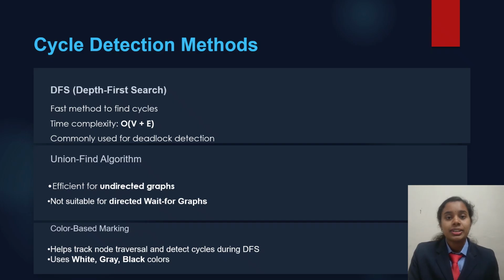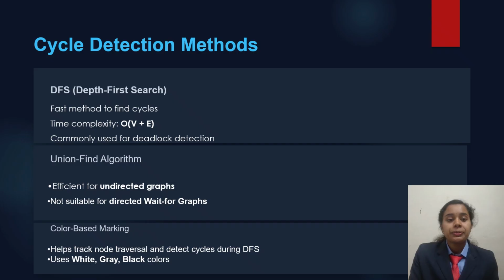Cycle detection methods. The first one is DFS, that is depth first search. It is one of the fastest methods to find a cycle. Next is the time complexity, which depends on the number of edges and vertices in a graph. It is commonly used to detect deadlock.